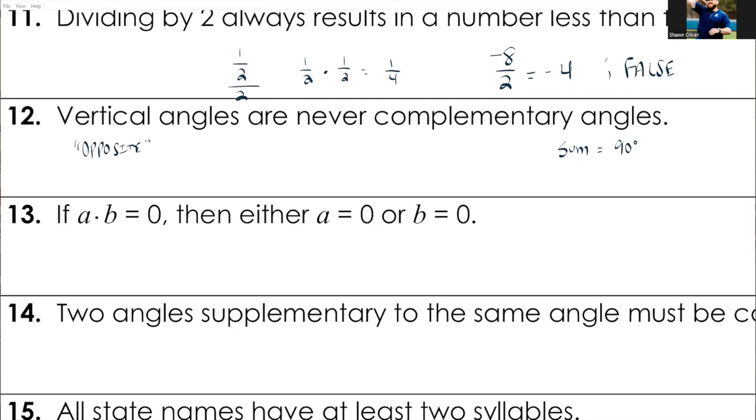So vertical angles are never complementary. 2 angles across from each other can never add up to 90. False. Yep. If 2 angles are 45 and 45, they would be opposite each other and congruent.